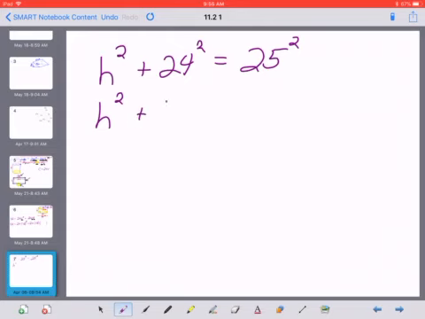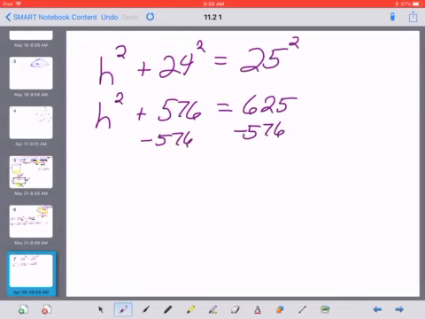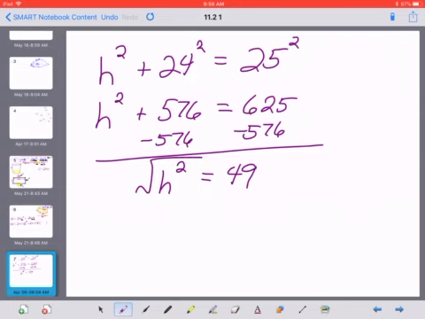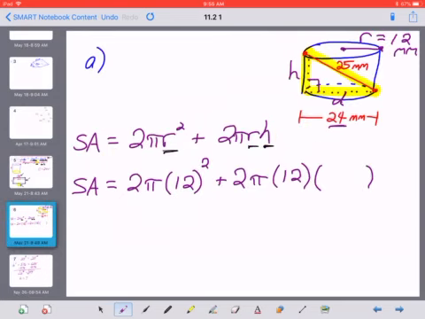The 24 squared, I believe, is going to get us a 576. The 25 squared is going to be a 625. We're going to subtract that 576 from each side here, and we're going to get h squared is equal to, and that should be a 49. We'll take the square root of the left and the square root of the right and get that h is equal to 7. Okay, so back to this problem over here.